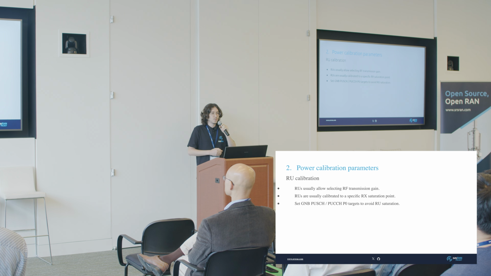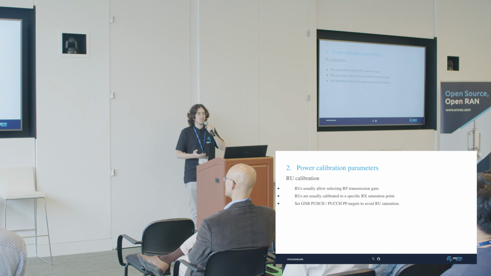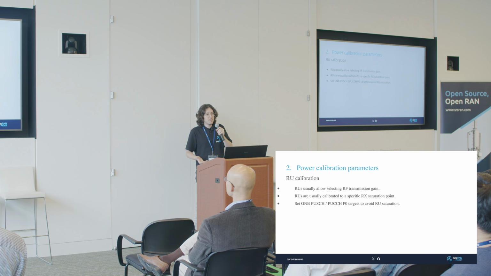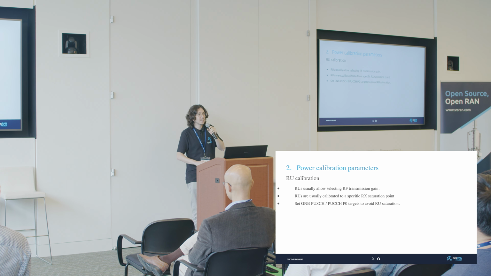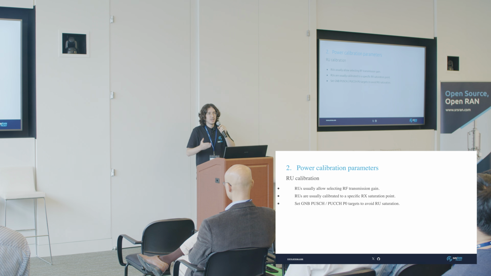And with respect to the receive side of the commercial RUs, normally they are calibrated to a specific receive saturation point. So it could be, I don't know, minus 65 dBm or whatever. Some of them also provide control of this, so you could play with some attenuators inside the RU to make it more or less sensitive. Again, I'm not going to get into that, but just so you know that it should be possible to do this.